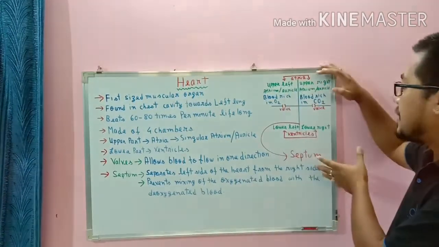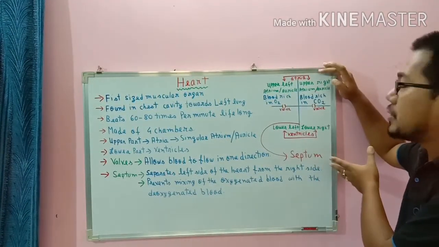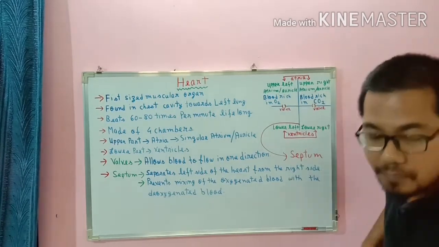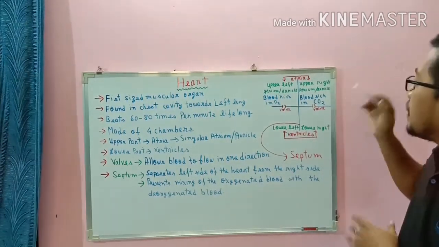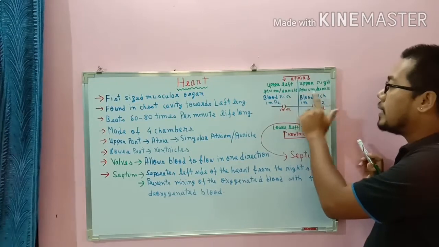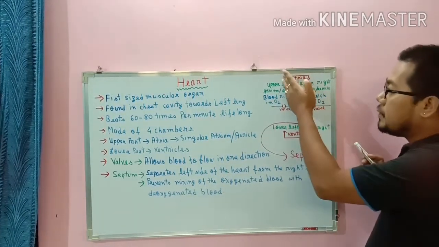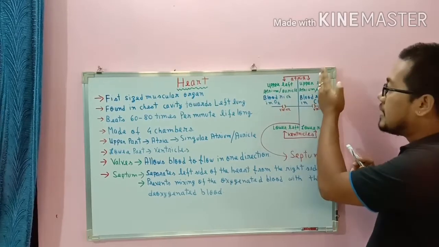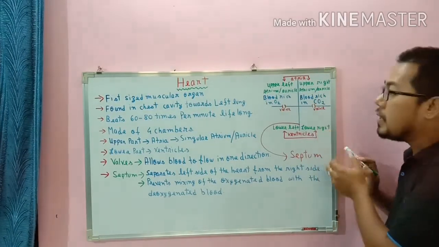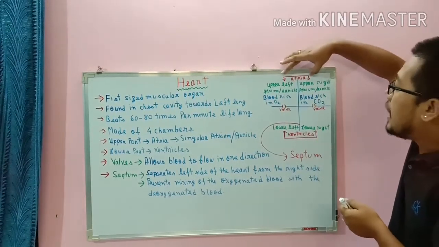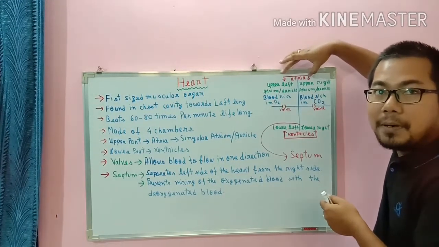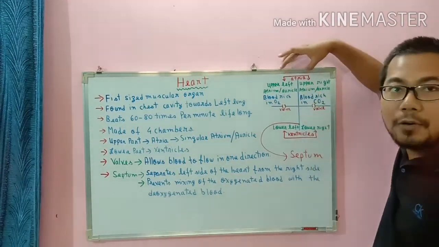I have drawn a rough sketch of the diagram. Now see, can you see there are 4 chambers? 1, 2, 3, 4. 4 chambers are there in the heart. This one is the left part of the heart. This one is the right part of the heart. The upper left and the upper right are known as atria.